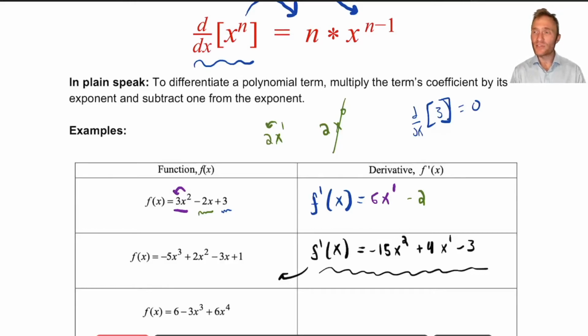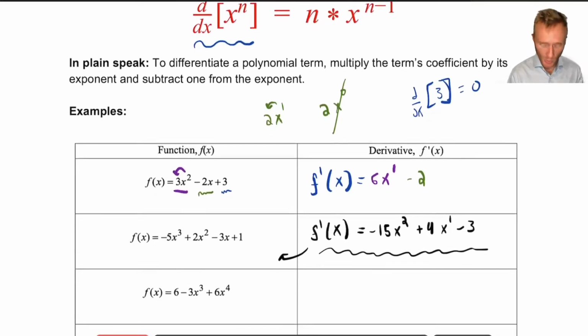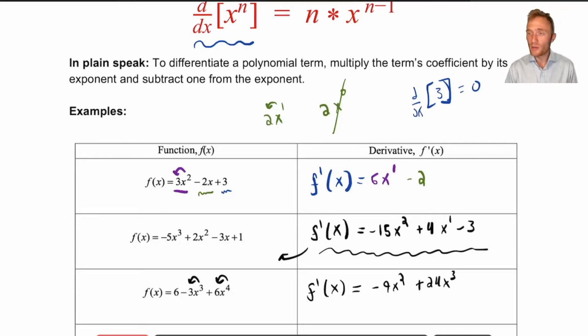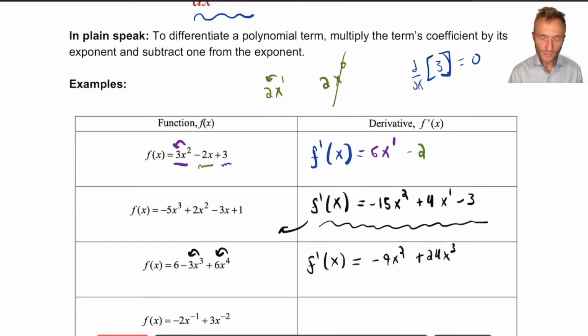And this works for any one of these. If it's in a different order, it's fine. It works totally just the same. So we would have here the derivative of 6 is 0. The derivative of negative 3x cubed is negative 9x squared. The derivative of 6x to the fourth plus 24x to the third. And yeah, it's out of order, but that totally works.